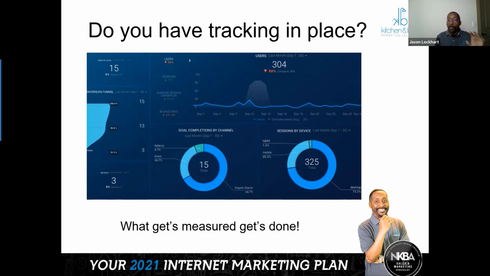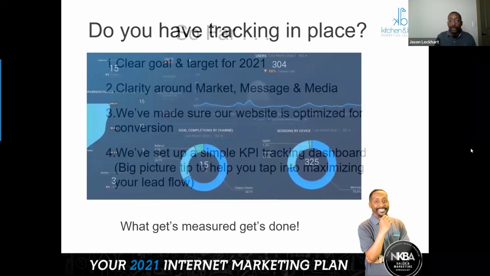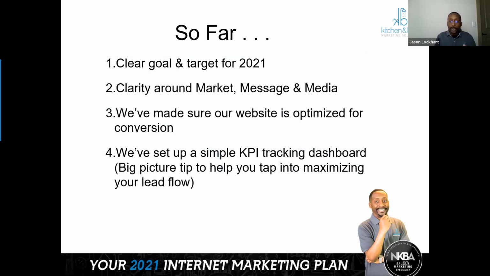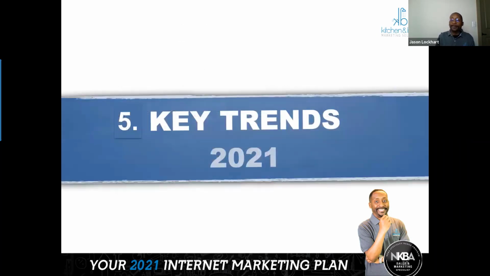So track what you're doing. You want to make sure that that is trackable. So far, what we went over: setting a clear goal for 2021 in terms of the income that you want to make. We had talked about the market, the message, and the media, how to optimize your website and track it, okay? So next, what are some key trends for 2021?